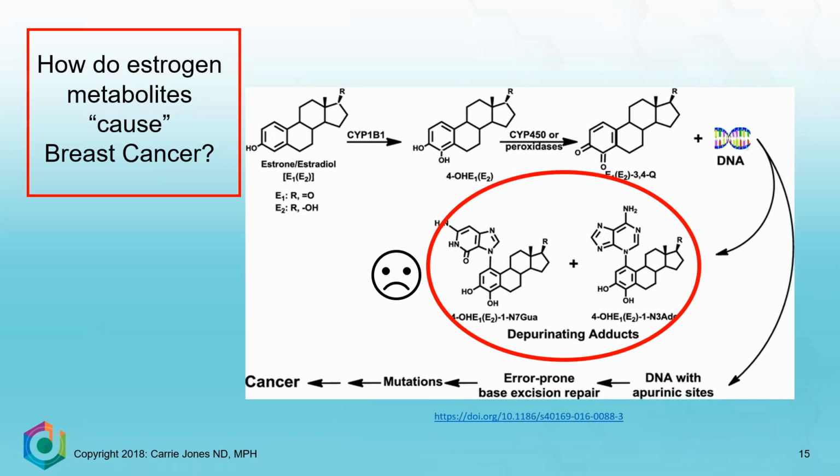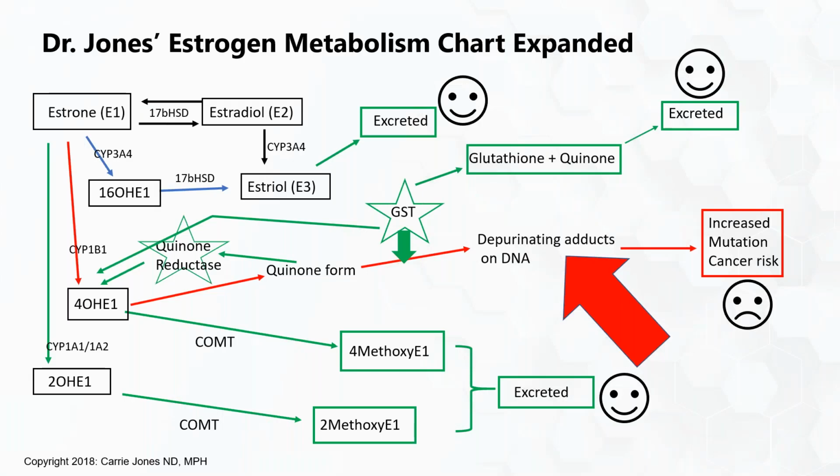Now, how do these metabolites actually, quote unquote, cause breast cancer? Well, when they get into the semiquinone and then quinone state, they bind to the DNA and form what's called a depurinating adduct. And it's these depurinating adducts that are the real problem. And if you go back to my lovely stick figure chart, that's where we are, where that big red arrow is on the depurinating, where the depurinating adducts are on the red pathway, leading to a frowny face. So if you get to the point where you're beyond the quinone form and forming adducts, you're really close to potential for mutation and subsequently cancer risk.